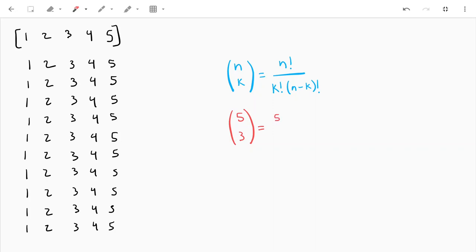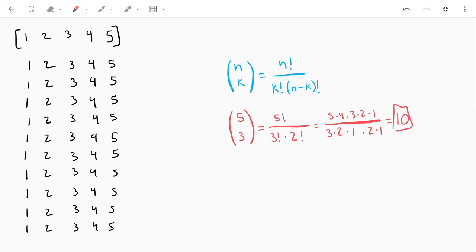So that's 5 factorial over 3 factorial times 2 factorial. Expanding that out, we get 5 times 4 times 3 times 2 times 1 over 3 times 2 times 1 times 2 times 1. And then with some simplification, we find that that equals 10. Cool. So we have 10 trichord subsets.